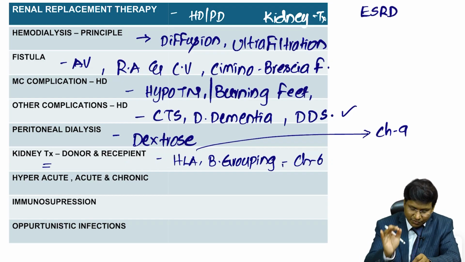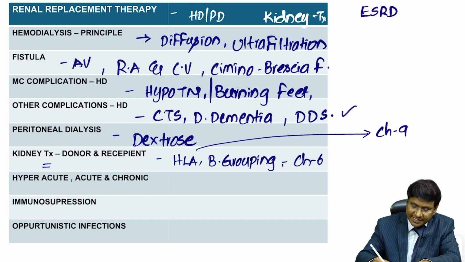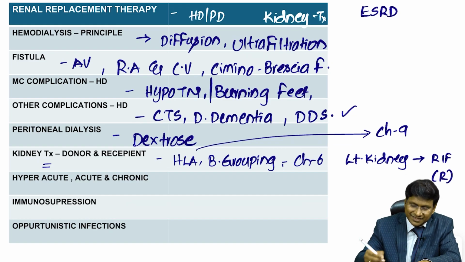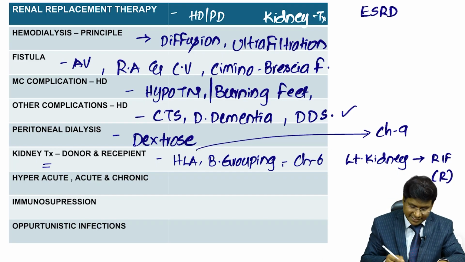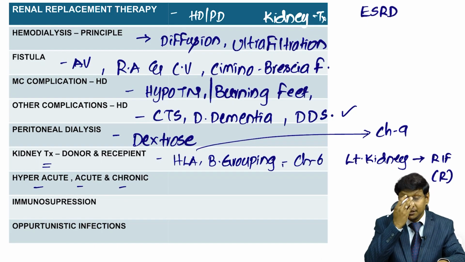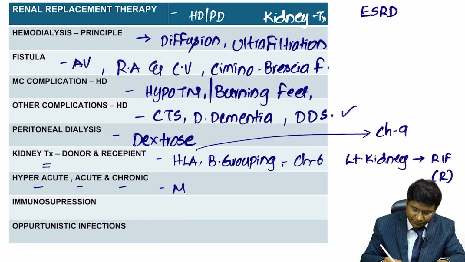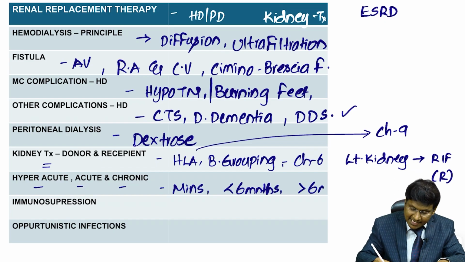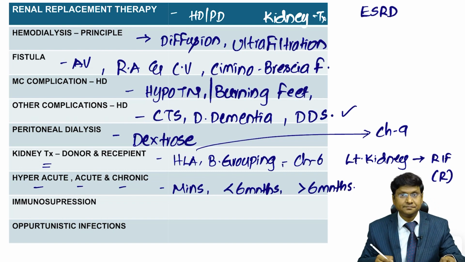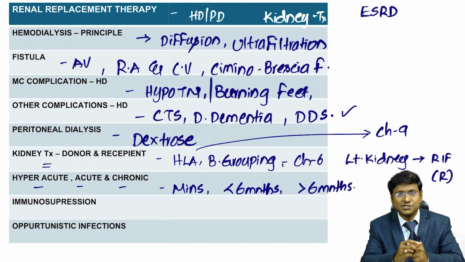And very important is which particular kidney of the donor is taken. The left kidney of the donor is taken because of the long renal vasculature of the left kidney, and that is placed in the right iliac fossa of the recipient. Once you place it in the right iliac fossa of the recipient, there can be development of rejection: hyperacute, acute or chronic. Hyperacute rejection occurs within minutes of anastomosis. Acute rejection occurs within 6 months of anastomosis. Chronic rejection occurs after 6 months of anastomosis.